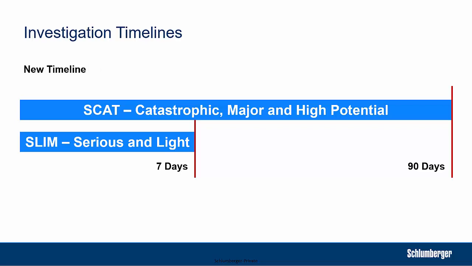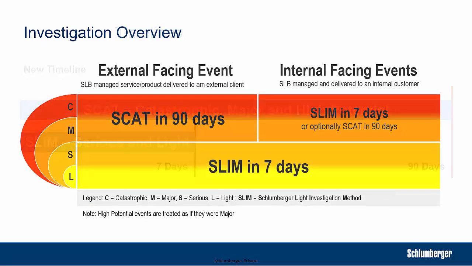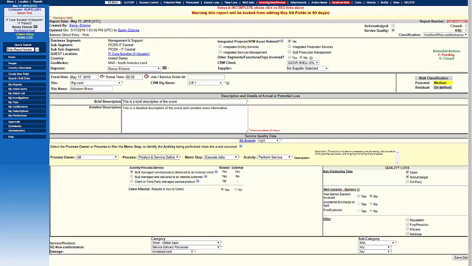SLIMs only require the completion of 2 sections to finish this simplified investigation, as will be shown in the demo. As serious and light events make up a large part of all NPT, earlier visibility will allow each function to accelerate improvement actions for their activities. The Event Reporting and Investigation key management process reflects this change as shown in the table. We will now demonstrate the ease of completing a SLIM in Quest.